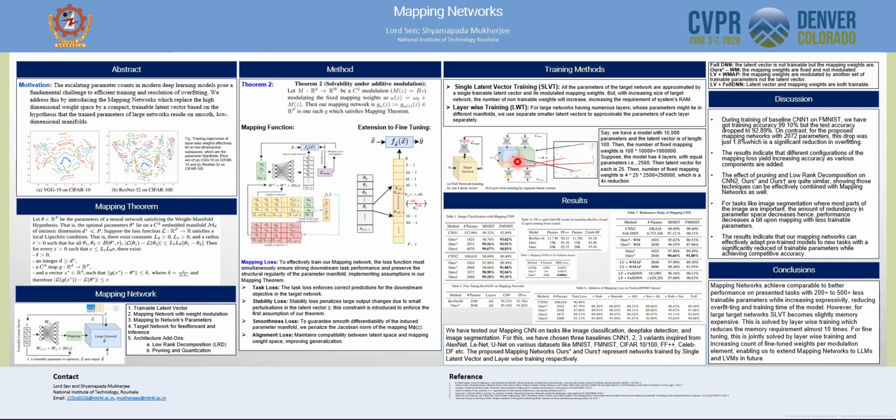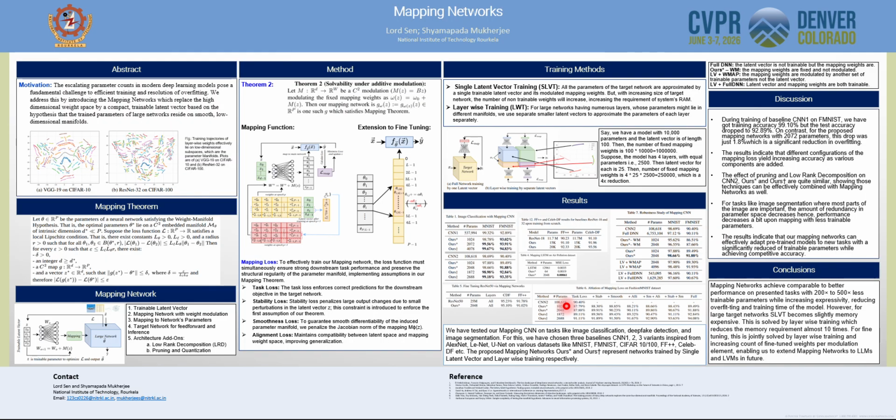Hence, we adopt layer-wise training. Here, instead of one latent vector, we assign n different latent vectors to individual layers, which is supported by the observation that the training trajectories of different layers lie in different manifolds. This not only reduces the memory requirement but also improves the scalability of our approach.